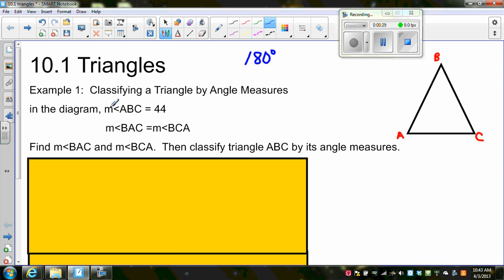In the diagram, the measurement of angle ABC. Now when they give you these three letters, it's showing you how to draw it. So A to B to C. The middle one is actually showing you which point we're measuring. So it's saying that this angle is 44 degrees. And the measurement of BAC and BCA are equal to one another. So this and this are equal.